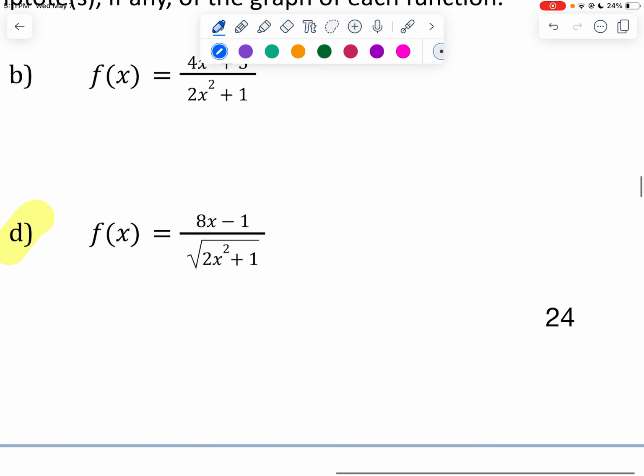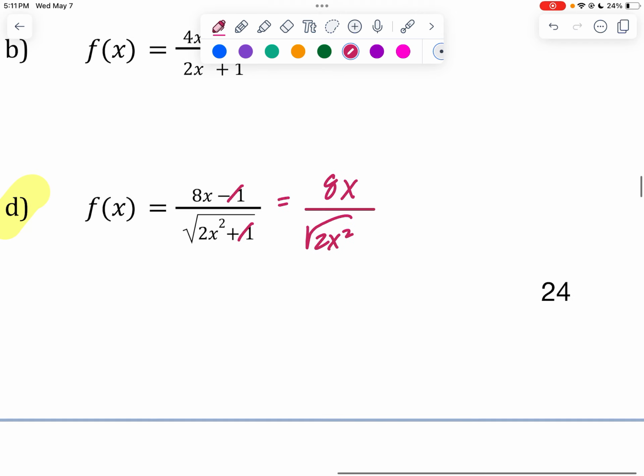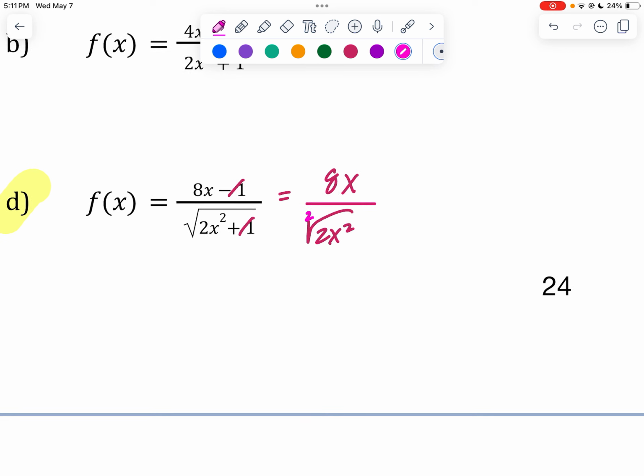Right, so really, I don't even have to focus on these guys right over there. I'm really only focusing on 8x all over radical 2x squared. Same exact thing. This is really taking the half root, or half exponent, in other words. So these two cancel out. I'm left with an 8x all over x radical 2.